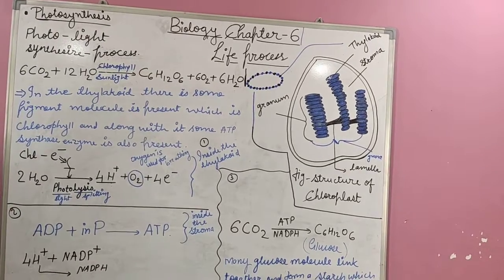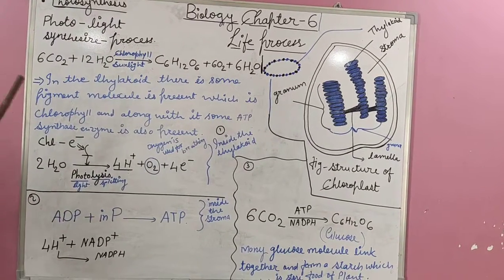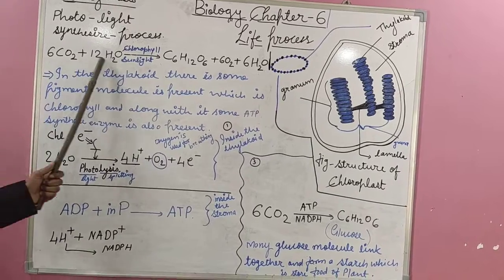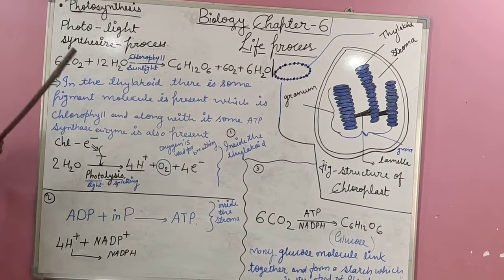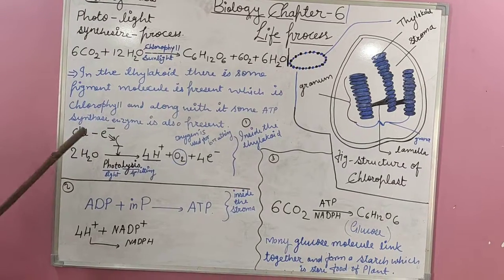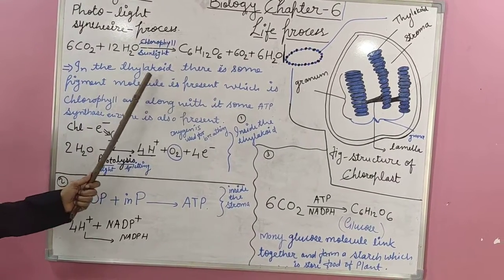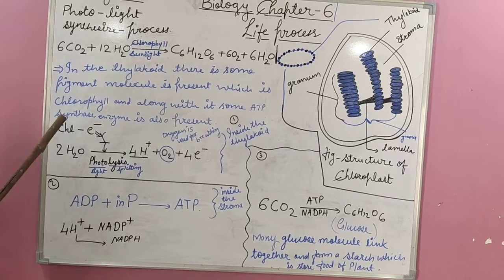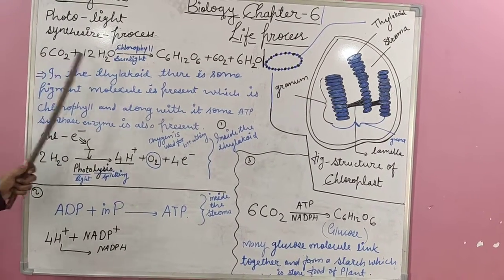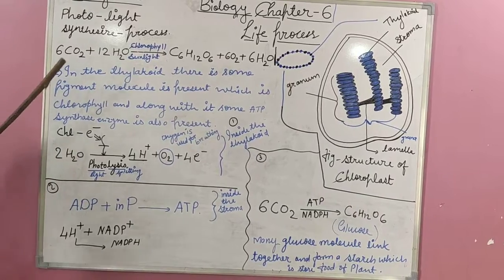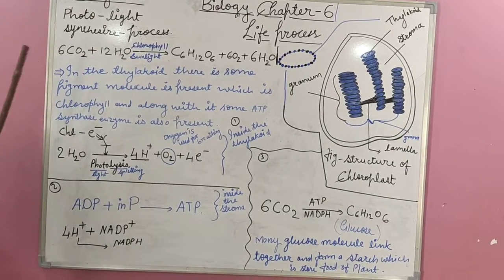So in the last video I have taught you students how this reaction takes place during the process of photosynthesis in the thylakoid. In the last video I taught you the 3 steps of this photosynthesis process, which takes place under light energy.